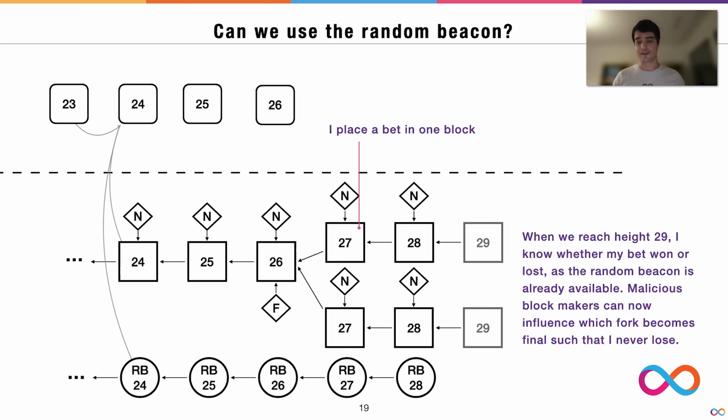And so what I can do now, if I am maybe also a block maker, is look at whether I win or lose. And if I win, I build on the fork which includes my bet. And if it's a losing bet, I build on the fork that does not include my bet. So here we have a very similar problem to what we saw before, which is that block makers can now actually cheat and make it so that I never lose, never have a losing bet. So the issue is that this random beacon is known before the messages are finalized, before the blockchain is final.